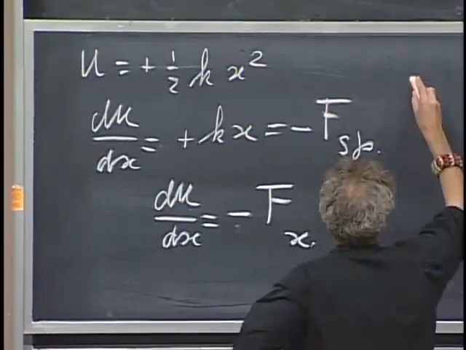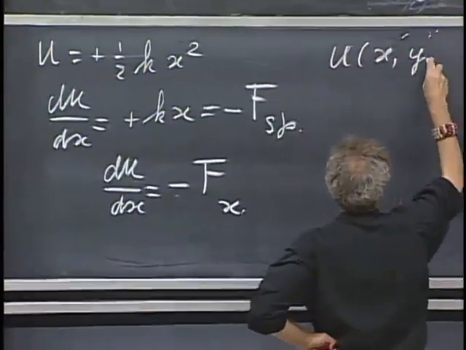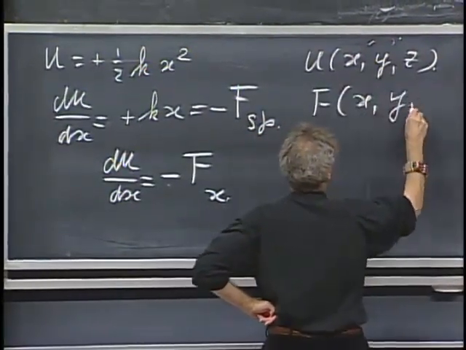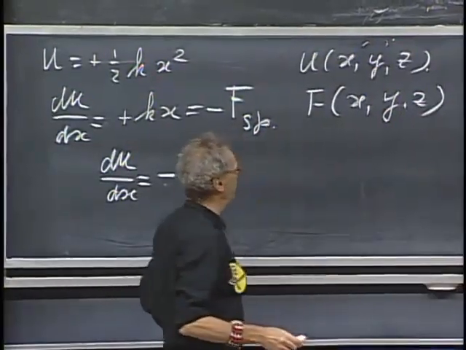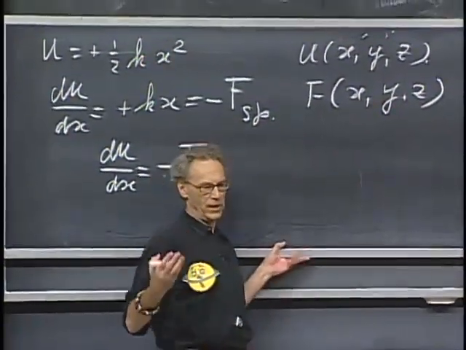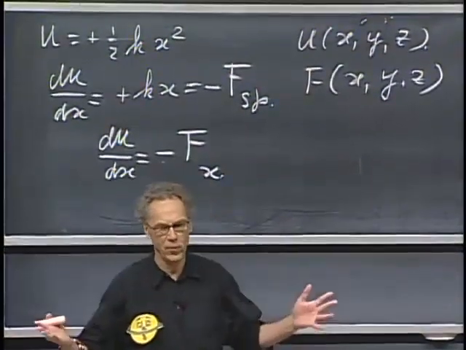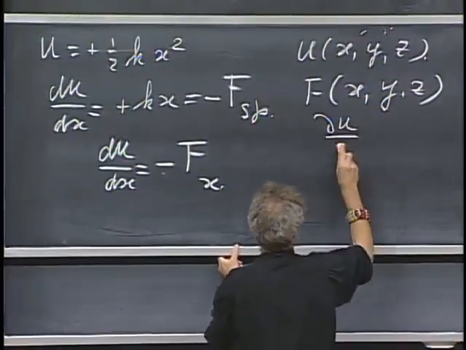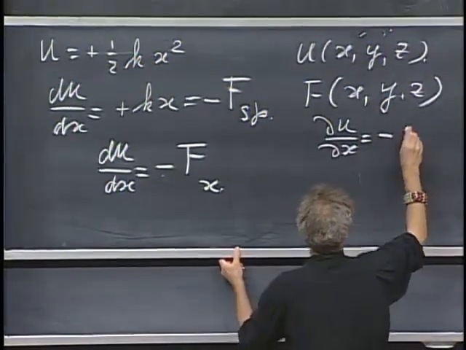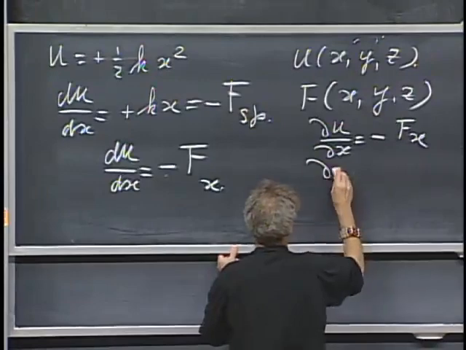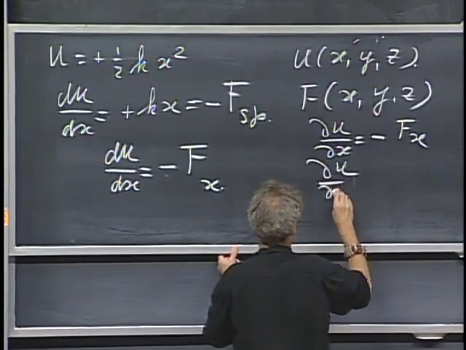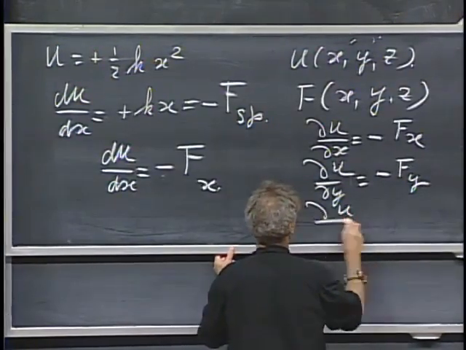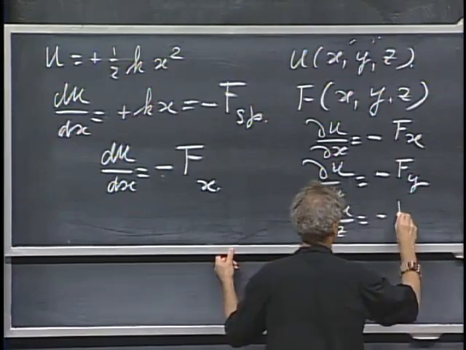If we have a three-dimensional situation where we know the potential energy as a function of x, y, and z, then we can go back and find the forces as a function of x, y, and z. It doesn't matter whether these are springs, or whether it's gravity, or whether it's electric forces, or nuclear forces. You then find that dU/dx equals minus Fx, dU/dy equals minus Fy, and dU/dz equals minus Fz.